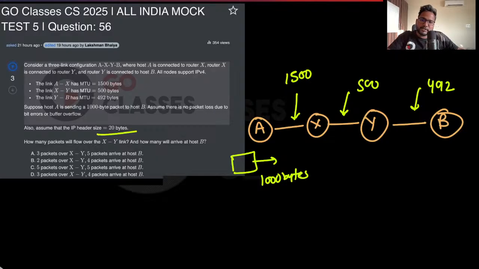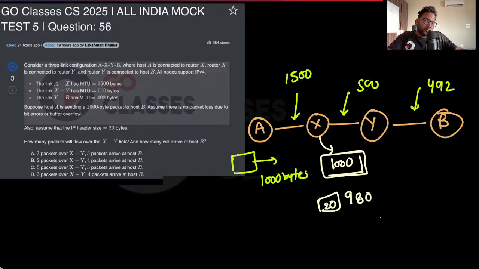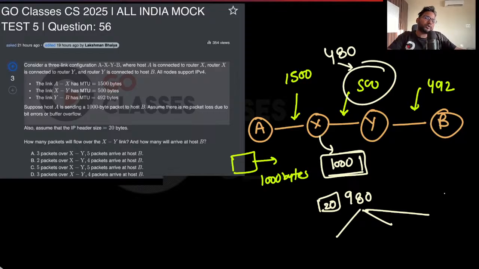The IP header size is 20 bytes. Now what will happen? It will definitely be received here. Now this 1000 definitely contains the IP header, so you will be dividing 980, plus 20 bytes of IP header, into parts such that each is not more than 480. Basically 500 includes the IP header, so the data should be at most 480. So one of these is 480, another one could be 400. So 400 and 480, and then plus 20 will anyway be there, 20 and 20.